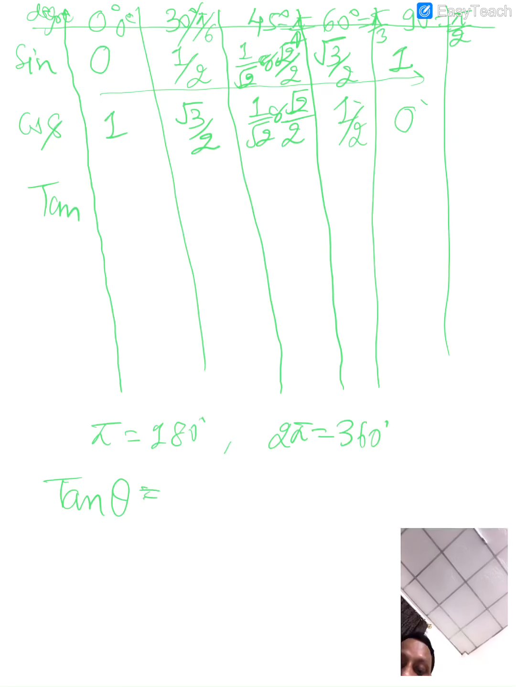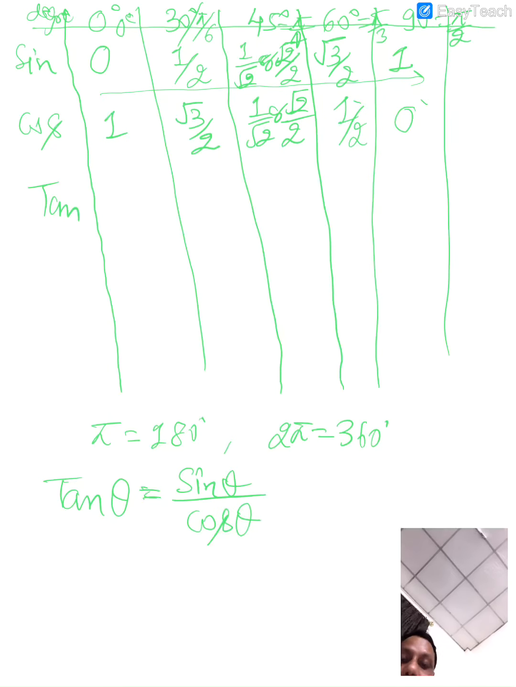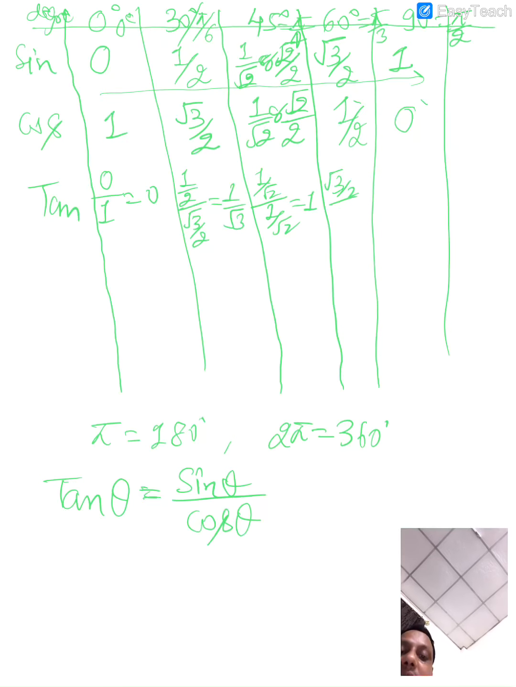Now you all know a very important formula. Tan theta is equal to what? Sine theta over cos theta. So if we apply this here, 0 over 1 is equal to what? 0, right? 1 over 2 divided by root 3 over 2 is equal to 1 over root 3, and 1 over root 2 divided by 1 over root 2 is equal to 1, and the same here, root 3 over 2 divided by 1 over 2 is equal to root 3. Now here 1 over 0, generally people say 1 over 0 is what? Undefined. Undefined means, people say, this is the symbol of undefined, which is not possible.